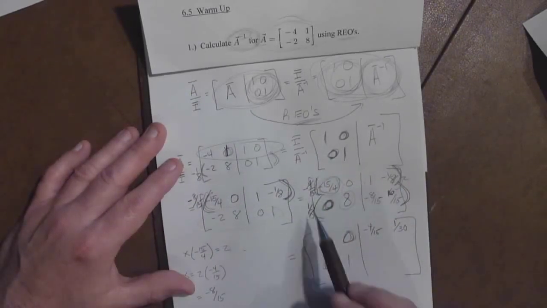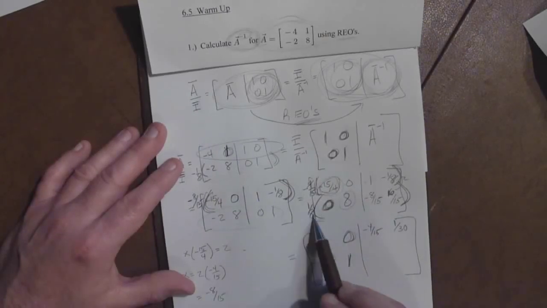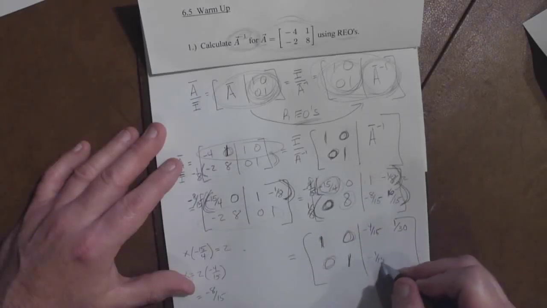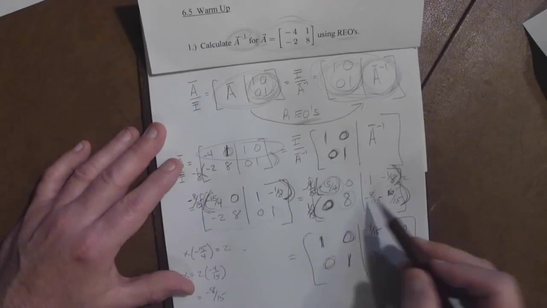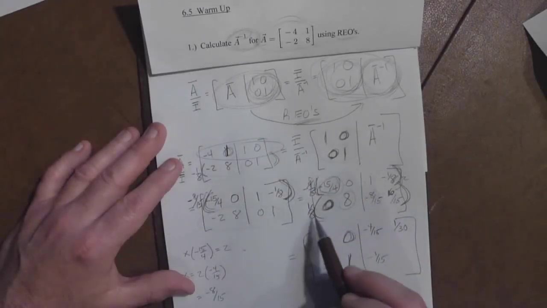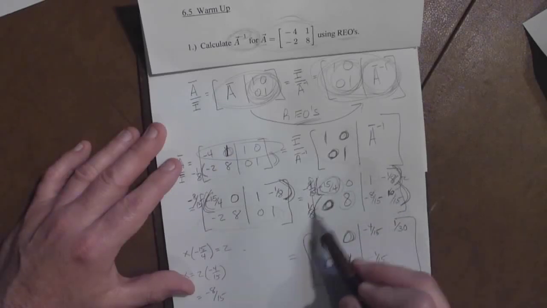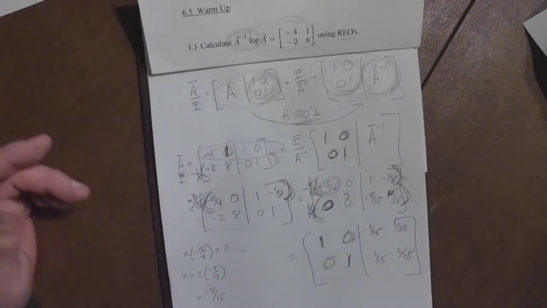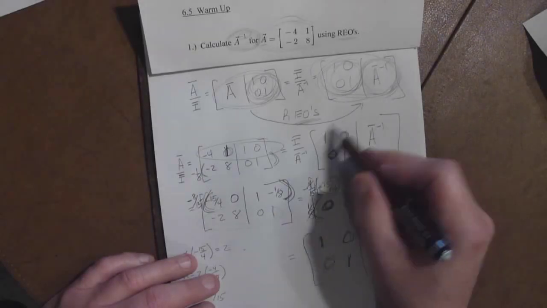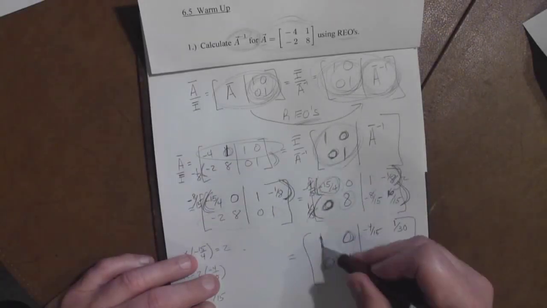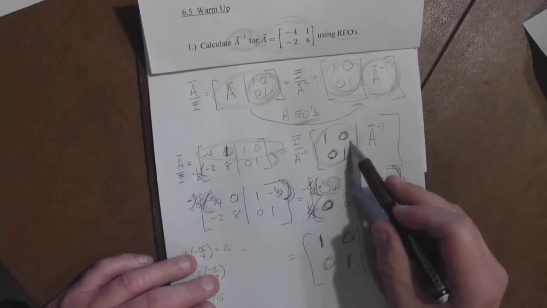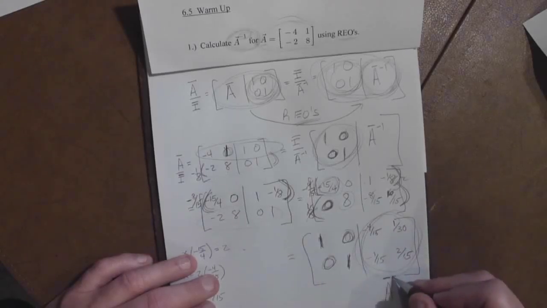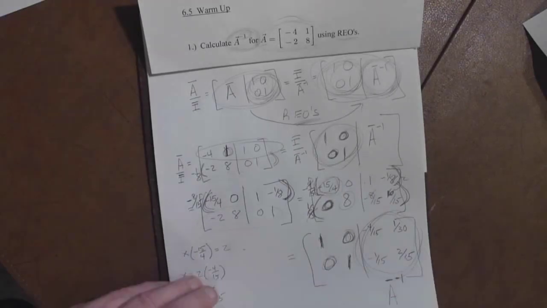1 eighth times 0 is 0. 1 eighth times 8 is 1. 1 eighth times negative 8 fifteenths becomes negative 1 fifteenth. Right? Notice the 8s cancel, leaving you just negative 1 fifteenth. And then 1 eighth times 16 fifteenths, the 8 and the 16 cancel, leaving you with just 2 fifteenths in value. And what we have here, folks, since the left-hand side now looks like the identity matrix 1, 0, 0, 1, what must be on the right-hand side here must be our inverse matrix.